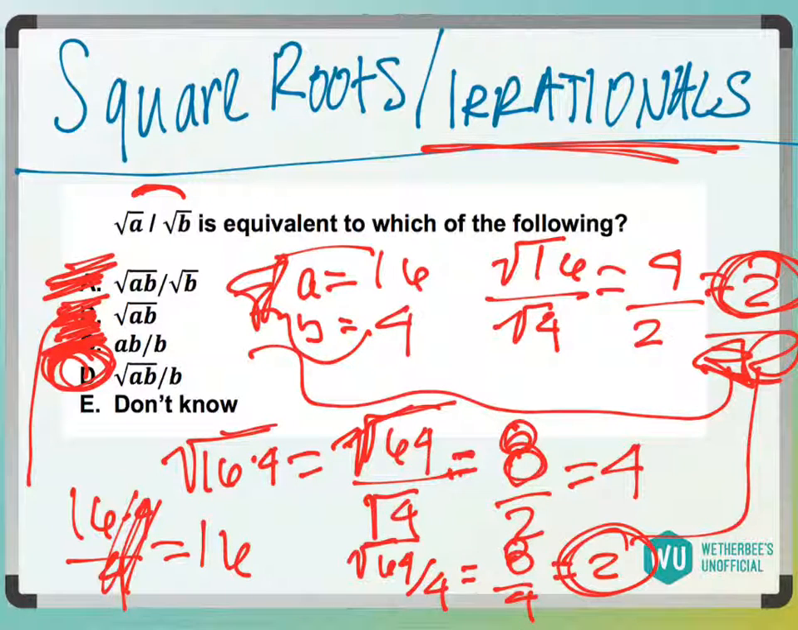To actually solve this with variables, I would do root a over root b, and then again, you want to get the square root out of the bottom, so I'm going to multiply the top times root b, and the bottom times root b, which gives me root ab over b. Same thing, answer choice D.